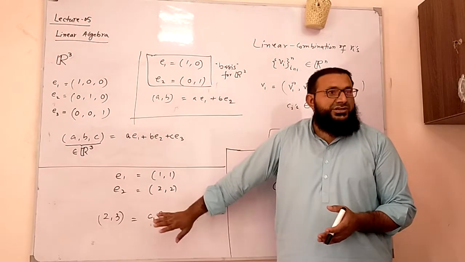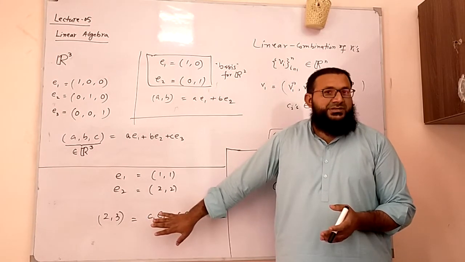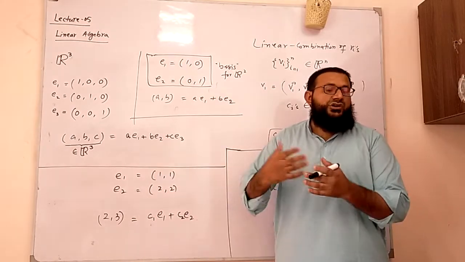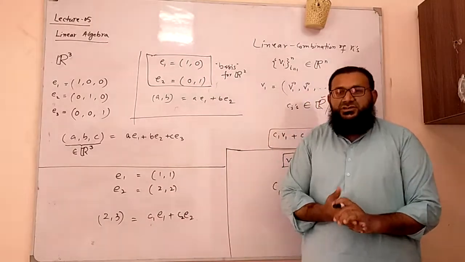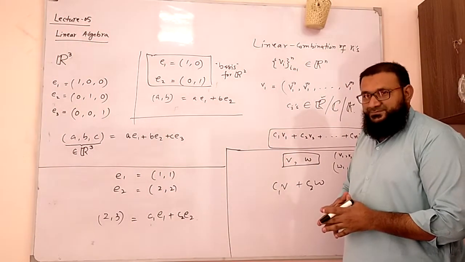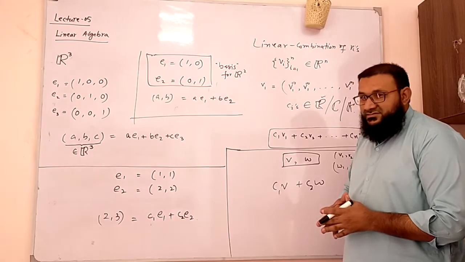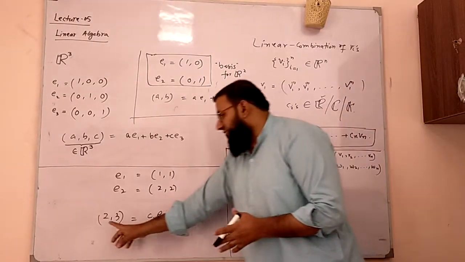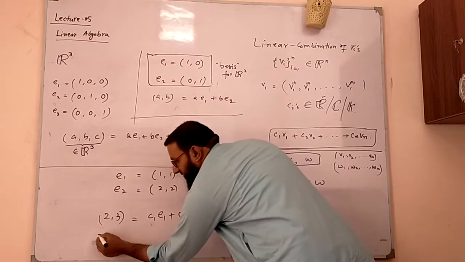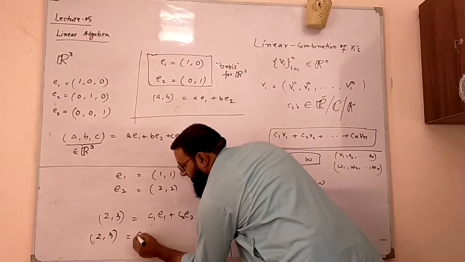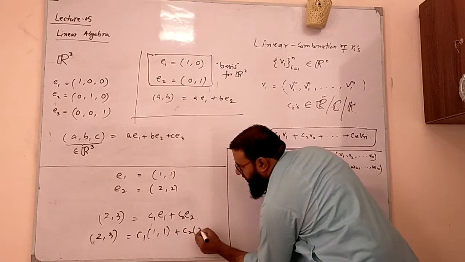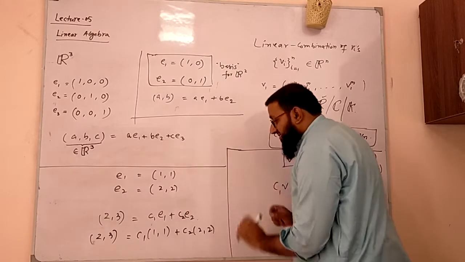You can make a system and solve it, and you will see that the determinant is going to be 0. So the matrix is not invertible, and you are unable to solve it with some methods. The answer is going to be 2, 3, but it is not possible. I want you to solve this system now. C1, what is E1? 1, 1. C2, what is E2? 2, 2. So make a system.